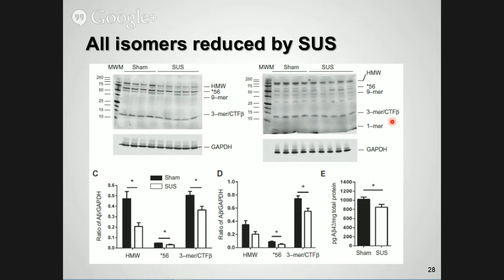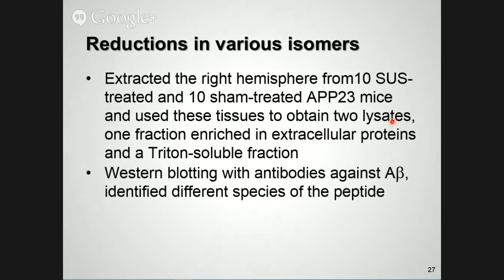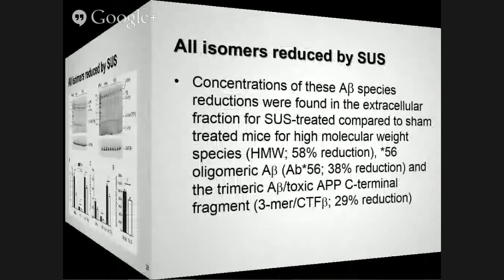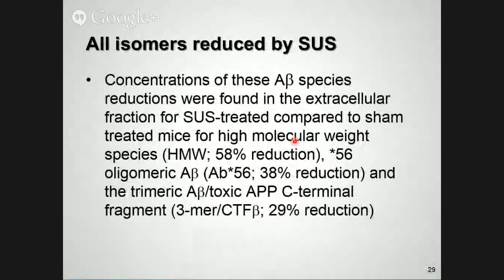You start with small soluble fragments that form larger insoluble fragments that eventually form these plaques that might be involved in cell death. So all of these different isomers, whether it's the high molecular weight species or the 56 oligomeric A beta or the trimeric A beta, which is just the toxic APP fraction, all of them, regardless of where you're looking, after scanning ultrasound, every last species is reduced.